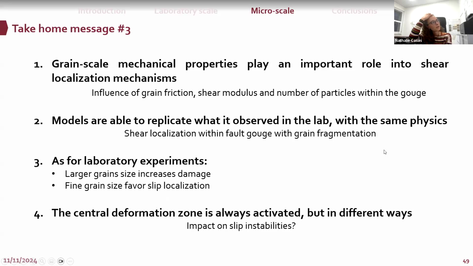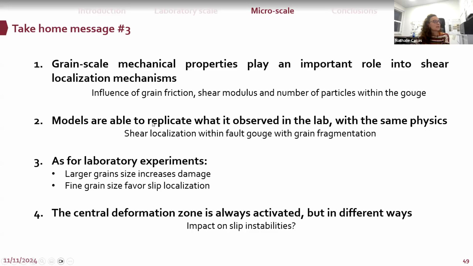So take-home message number 3. We saw in the first part that grain-scale mechanical properties play an important role in shear localization mechanisms. So the friction between grains, the shear modulus, and the number of particles within the gouge can change in an important manner the localization mechanisms.